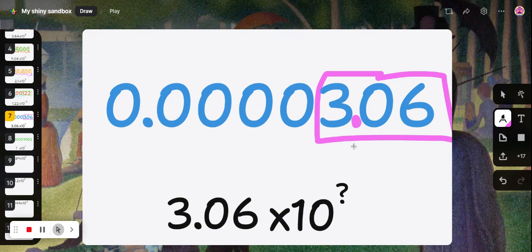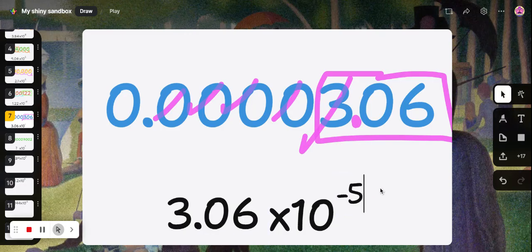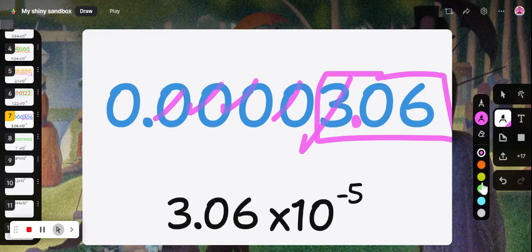I also know that this is going to be a negative exponent because this number is very small, so if you want to go ahead and do that. How many place values are between our original decimal location and our new coefficient? 1, 2, 3, 4, 5. This would be negative 5. Or if you prefer, again, you can always count your jumps. 1, 2, 3, 4, 5.